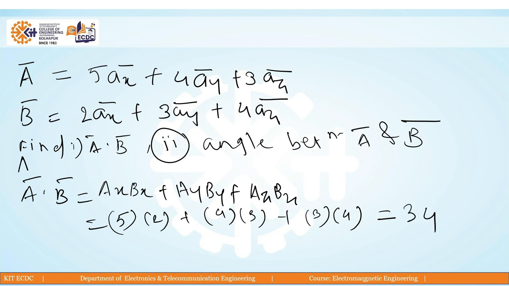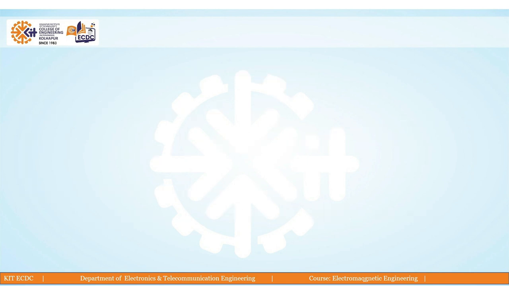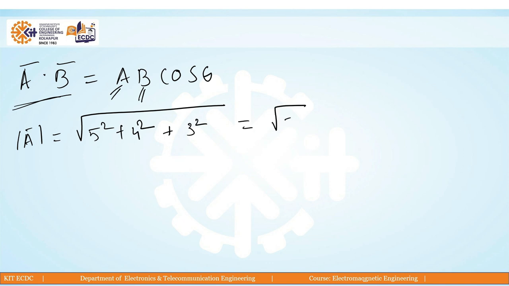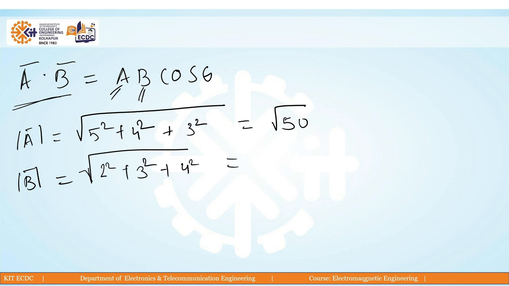Now we want to find the angle between vector A and vector B. As per the definition of dot product, A bar dot B bar is equal to AB cos theta. We have just obtained this dot product. We'll find the magnitudes of vector A and vector B, and then we can find theta. The magnitude of vector A is the square root of 5 squared plus 4 squared plus 3 squared, which is root 50. The magnitude of vector B is the square root of 2 squared plus 3 squared plus 4 squared, which is root 29.